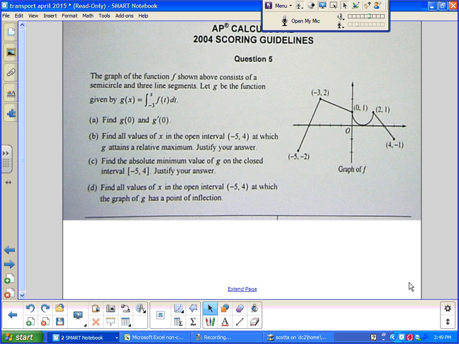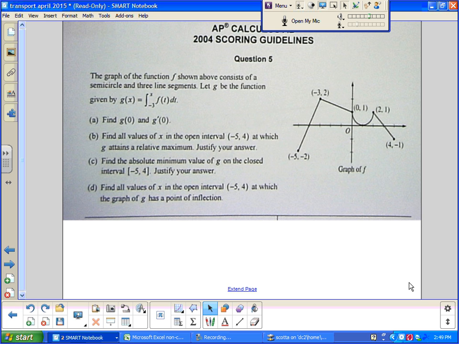The graph of the function f shown consists of a semicircle and 3 line segments. Let g be the function given by g of x equals the integral from -3 to x of f of t dt. Guys, fundamental theorem of calculus. I guarantee it's going to ask for some derivatives. I guarantee it's going to ask you to use an initial condition somewhere. All right, here we go.